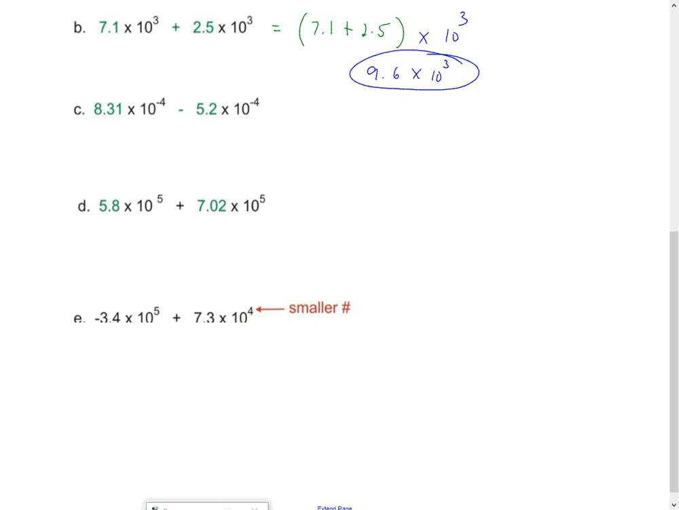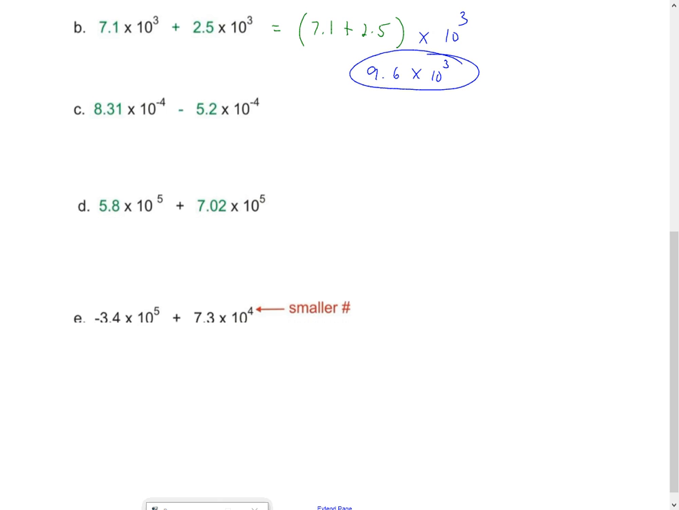We're not solving anything, we are simplifying. We're adding up the numbers. We added a 7.1 times 10 to the third, and we added it to a 2.5 times 10 to the third. And when you add them up, you get 9.6 times 10 to the third. Just like if you were to add 3 plus 4, your final answer would be 7. When you add up two numbers in scientific notation, your answer will be in scientific notation 99% of the time.